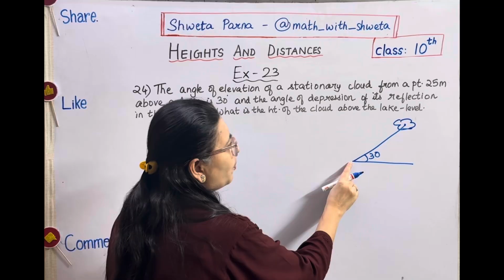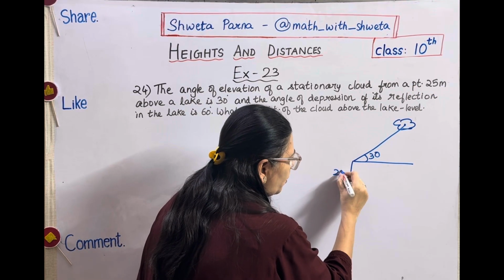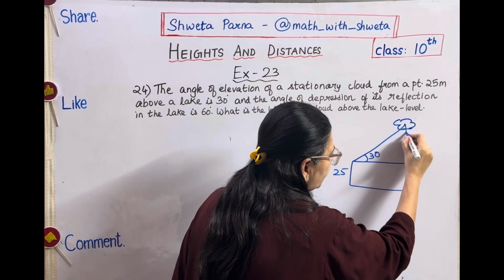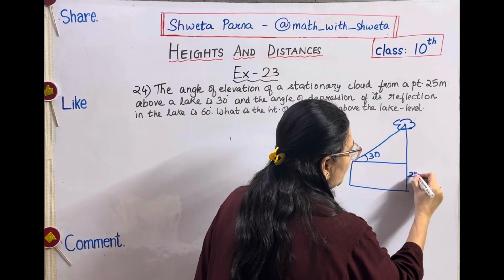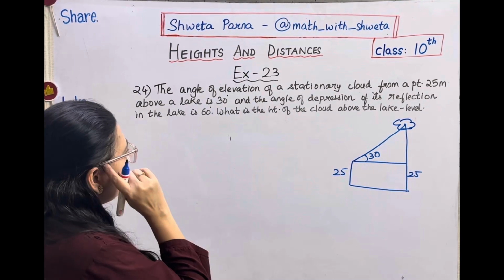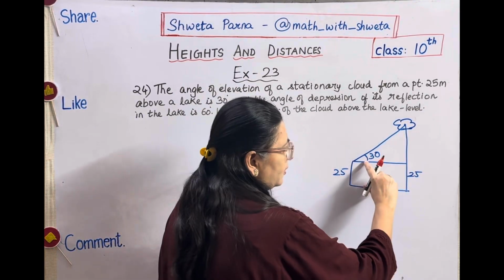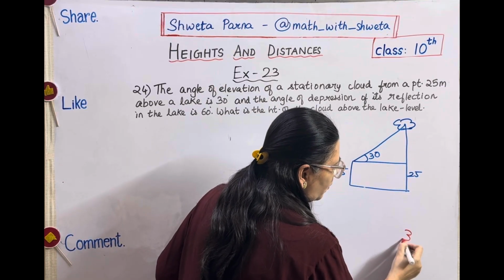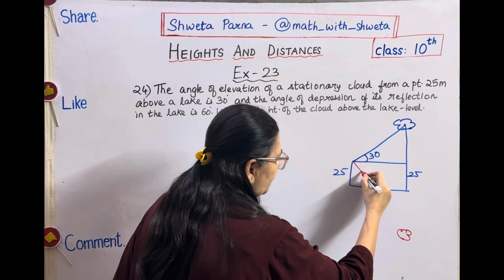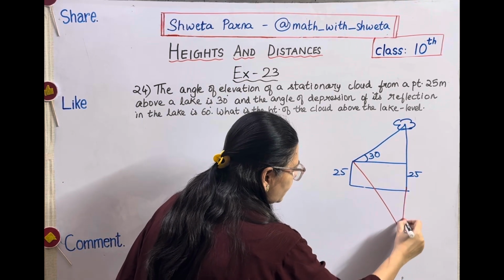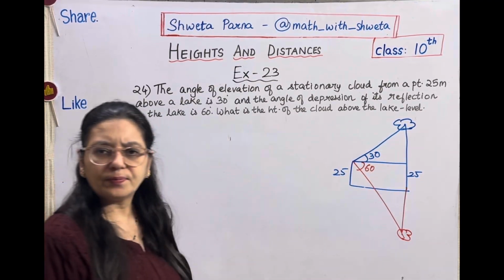Now from where? From a point which is 25 meter above the lake. So this point is 25 meter above the lake. So if this is 25, even this would be 25. Okay. Now the angle of depression of its reflection. Now if a cloud is over here, this is the lake, so the reflection would be over here. So the angle of depression would be this way, in the lake is 60 degree. This is 60 degree. Is this clear?